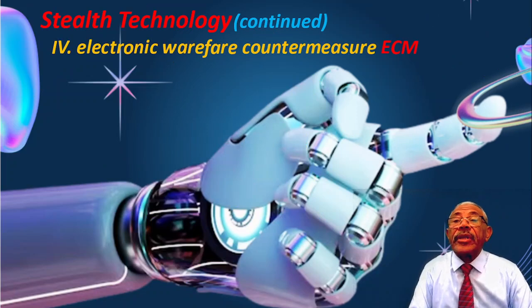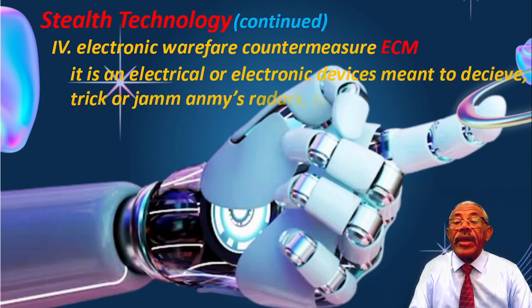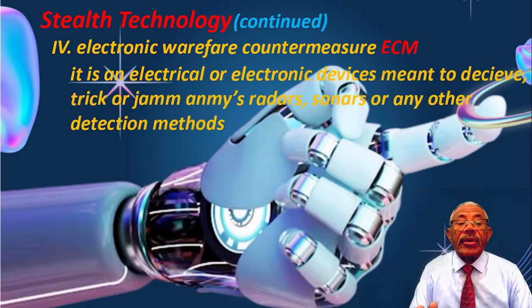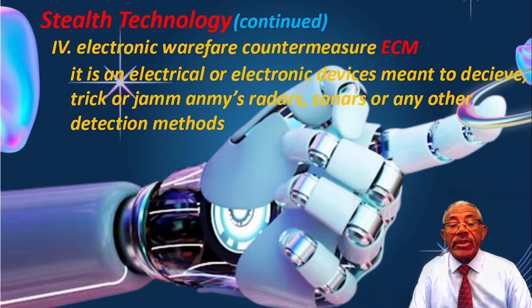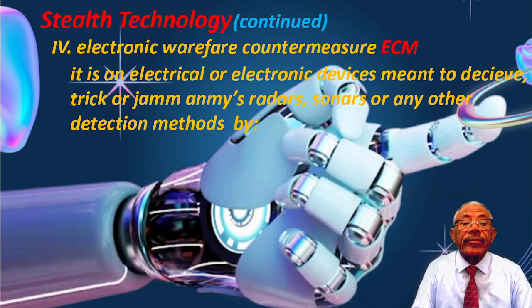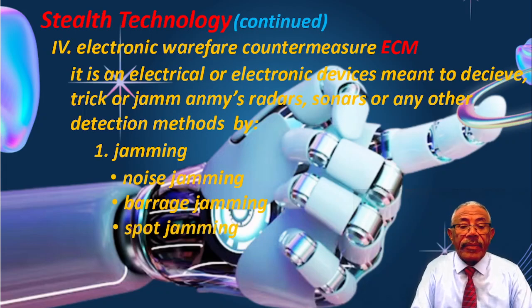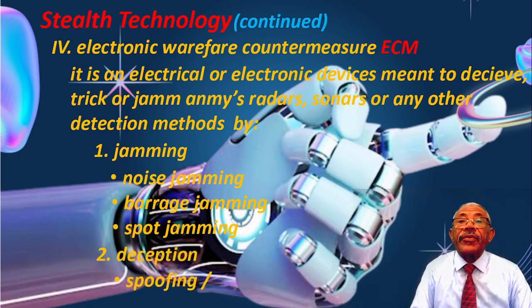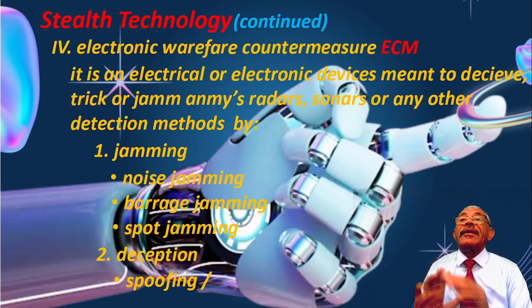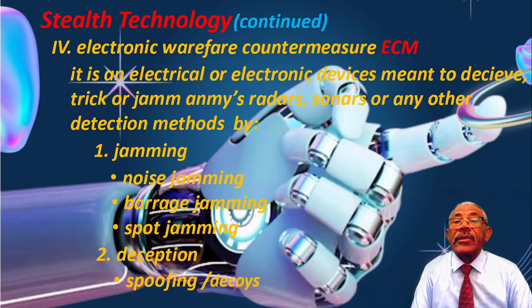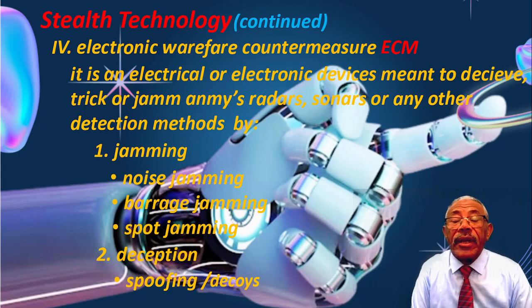Electronic warfare countermeasures. These are electrical or electronic devices meant to deceive, trick, or jam enemies' radars, sonars, or any other detection methods by jamming, either noise jamming, barrage jamming, or spot jamming, or by deception, by means of spoofing, falsifying the radar signature, or decoys, sending chaffs and flares.